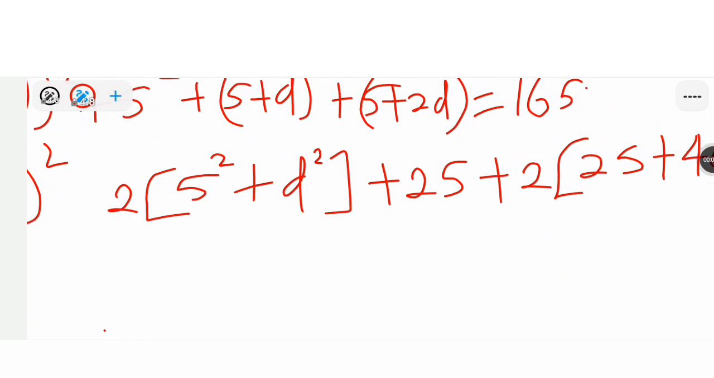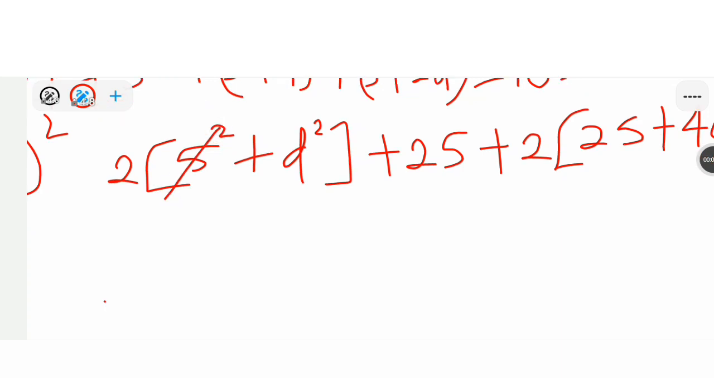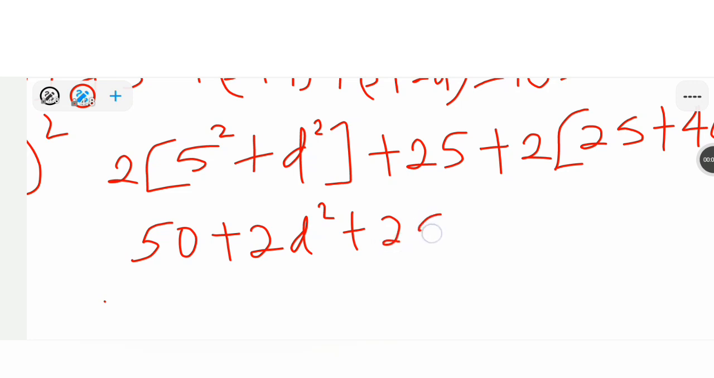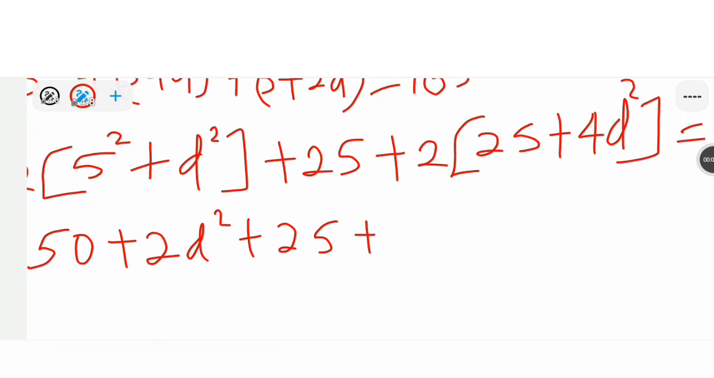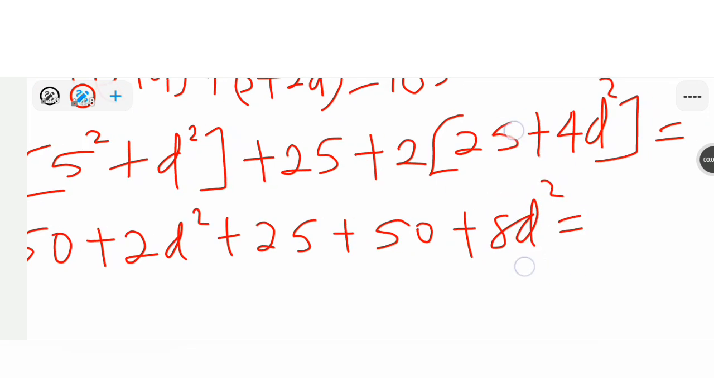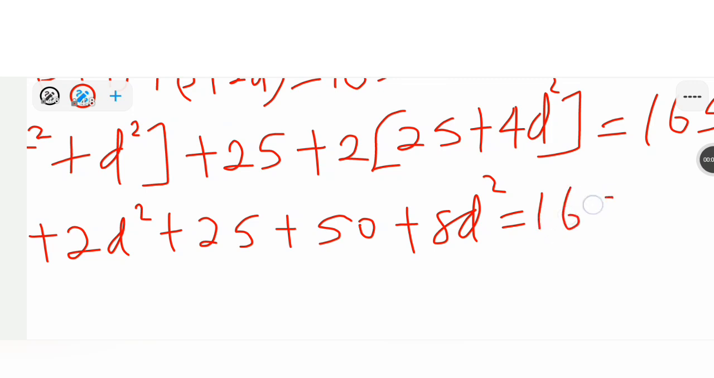Okay, so from here you can actually finish your work. Everything is already set. This is 5 squared, 25. 25 times 2 gives you 50, plus 2 times d squared, that's 2d squared, plus 25 times 2, you have 50, plus 2 times 4d squared, 8d squared, is equal to 165 here.